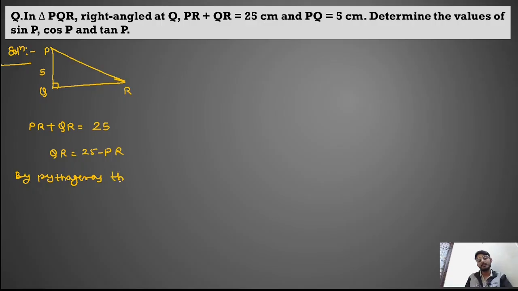first of all you will find the value of PR and QR. Hypotenuse square equals base square plus perpendicular square. The hypotenuse is always the side opposite the right angle. It means this is the hypotenuse, so PR square equals base, which is QR, QR square plus perpendicular, which is 5 square.